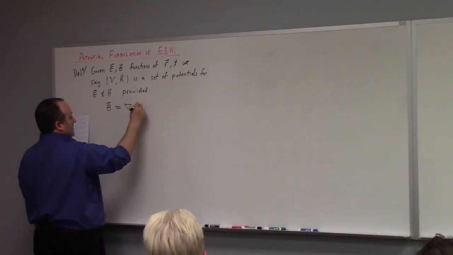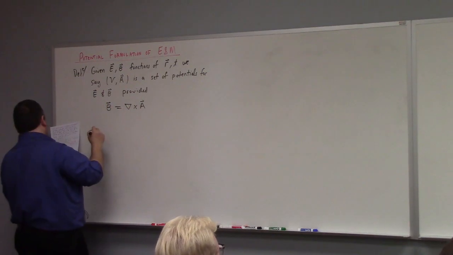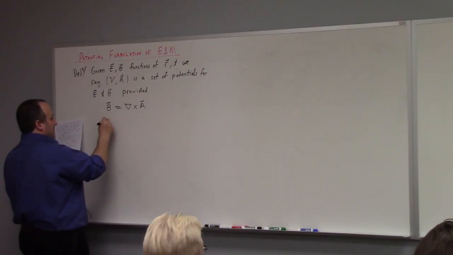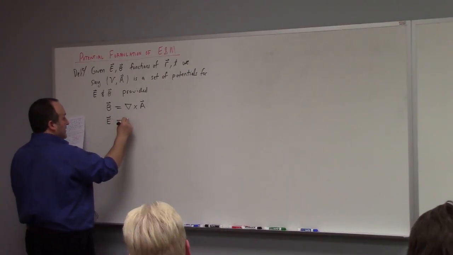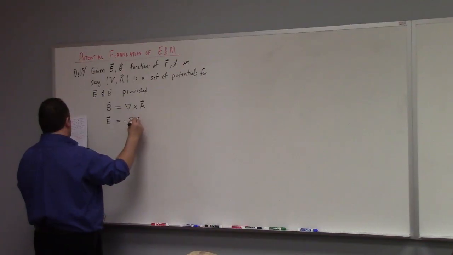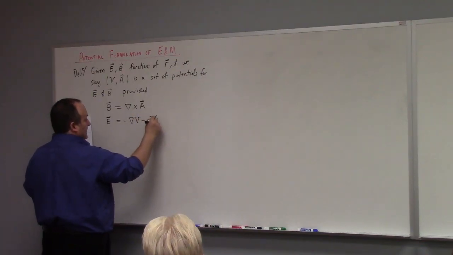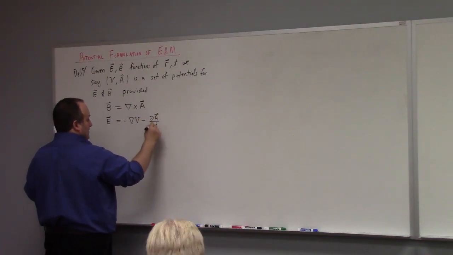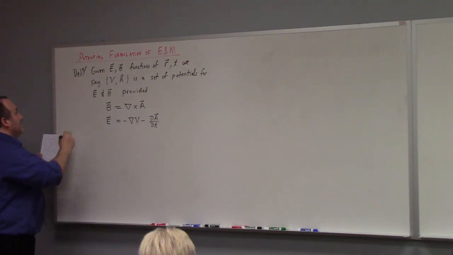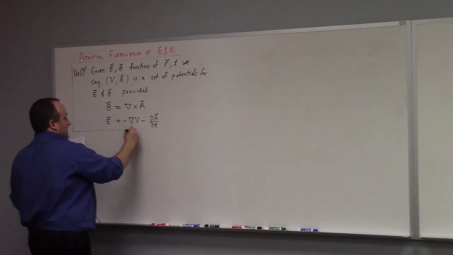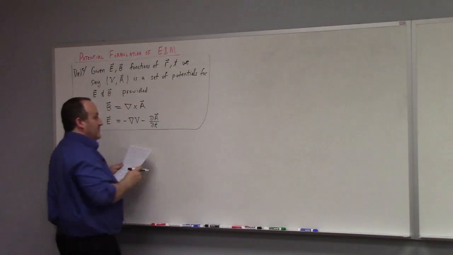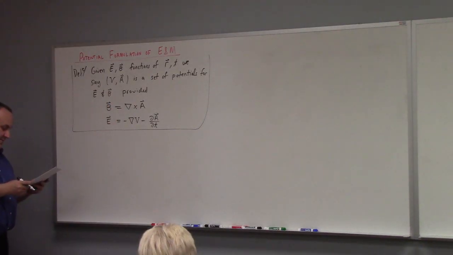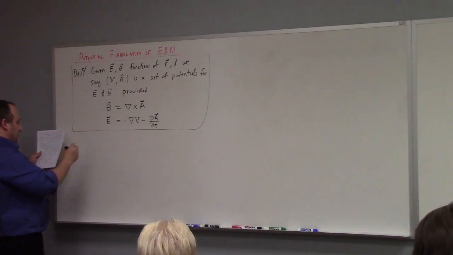Well, nothing new there, right? Seen, been there, done that, right? But this one's new. The electric field is minus the gradient of V minus partial A partial T. Now that's new. That we have not seen before. Now the question is, can we do this, right? And so basically here's the initial theorem.